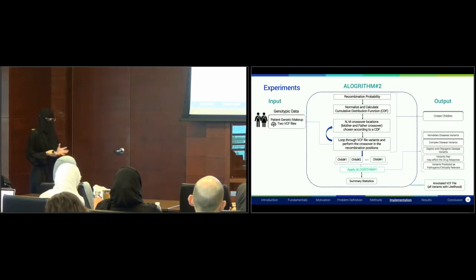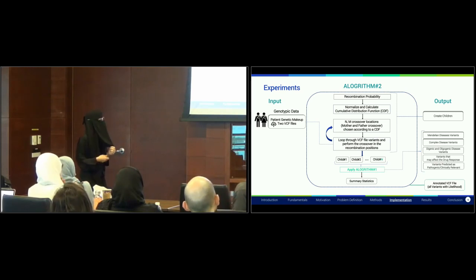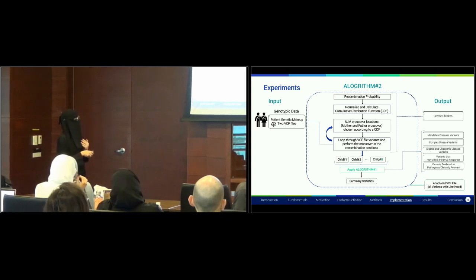Then our algorithm goes as follows. We have two inputs, two VCF files representing the mother and father. Then we calculate the recombination probability as I explained previously. After that, we normalize the data and calculate the CDF. We find the mother and father crossover positions chosen randomly according to the CDF. And then we loop through our VCF file and perform crossover in one of these positions that we already found.